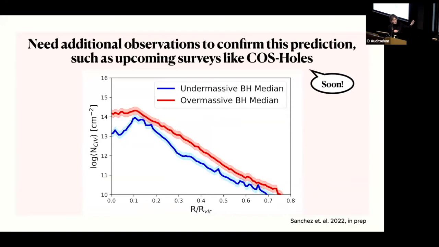And so this is one prediction of the column densities of C4 that we might be able to see once surveys like COST holes, which is in the process of doing these observations now, come in. We might be able to determine whether we can see this trend then.